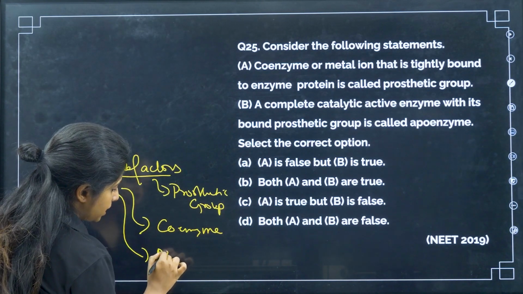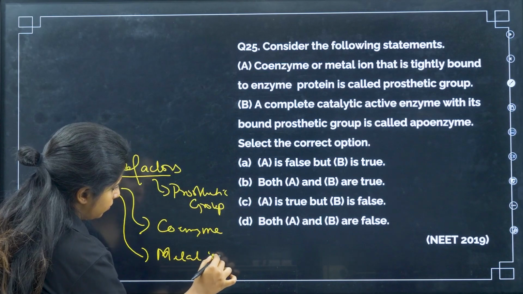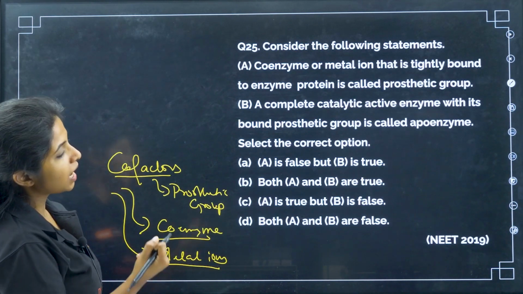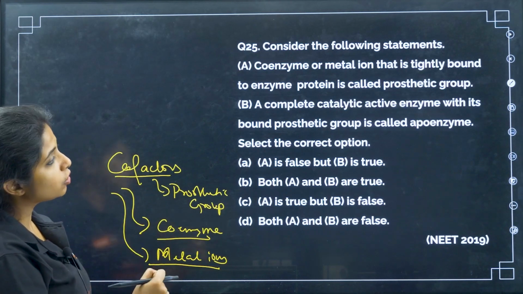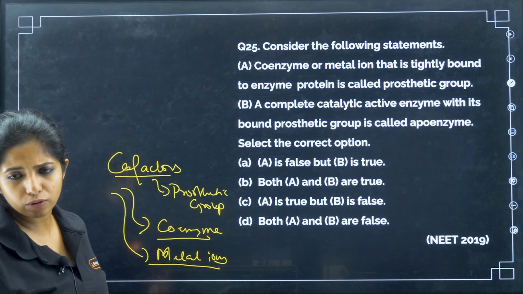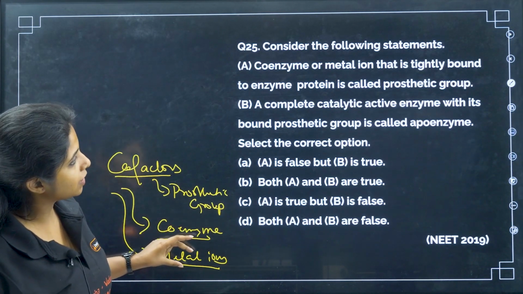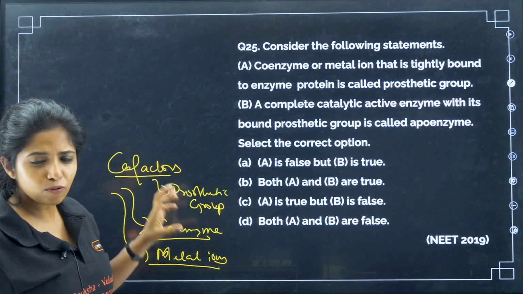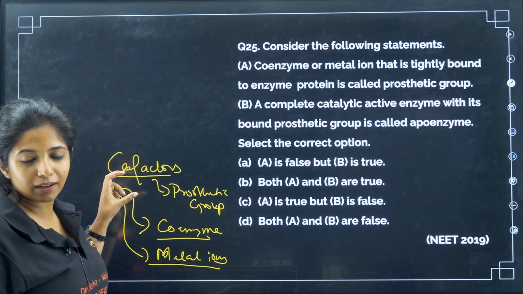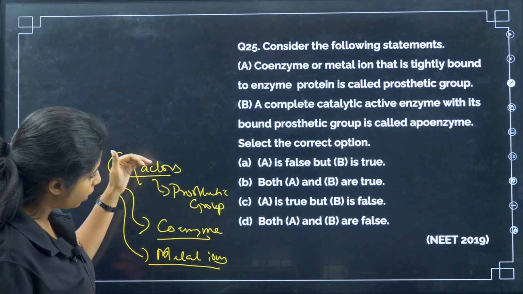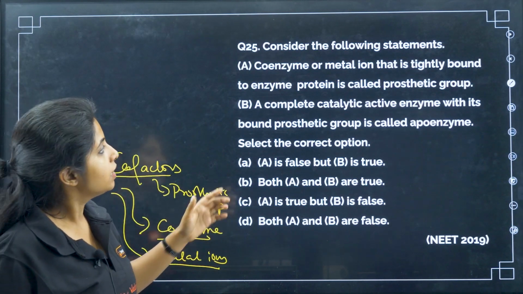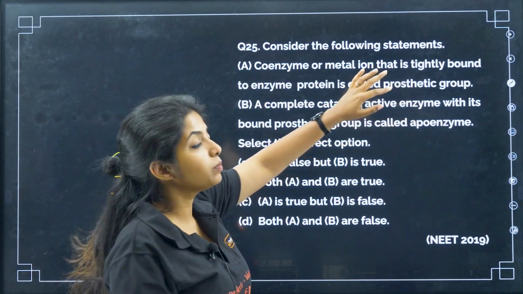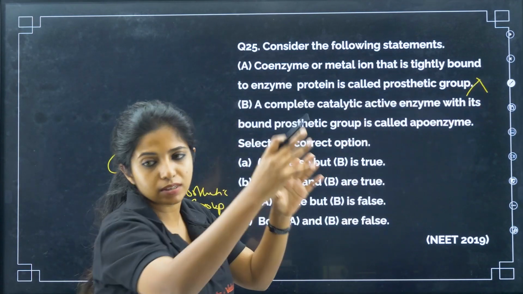Then you have metal ions, which again is going to help in increasing the proficiency. Now, coenzyme or metal ion that is tightly bound to enzyme protein is called prosthetic group. No, prosthetic group is a different type of cofactor, my dear. All these three things are different types of cofactor. So saying that a coenzyme or metal ion that is tightly bound to enzyme protein is a prosthetic group would be a wrong statement. Prosthetic group itself is something else.